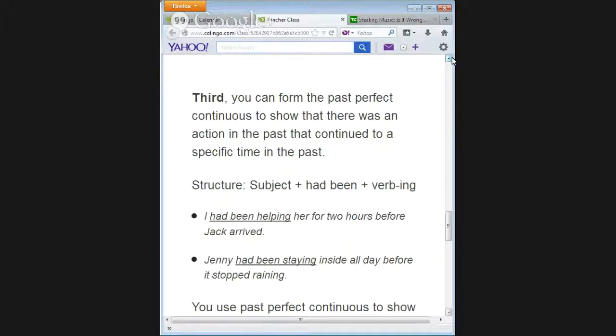Jenny had been staying inside all day before it stopped raining. So Jenny was inside all day up until the point when it stopped raining. When it stopped raining, Jenny went outside. So it's an action that continues in the past up until a specific time, also in the past.